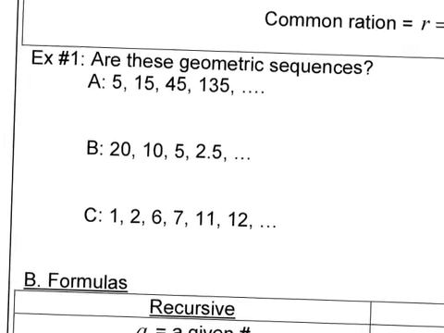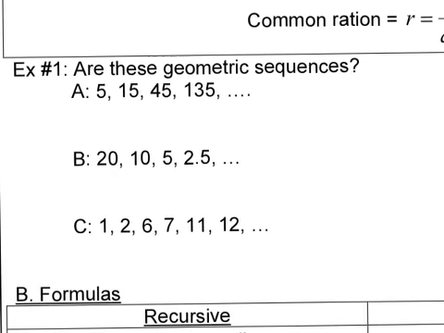So are these geometric sequences? If so, what's the r? Well, let's take a look. 5 times 3 is 15, times 3 is 45, times 3 is 135. So the answer is yes, and the r value is 3.